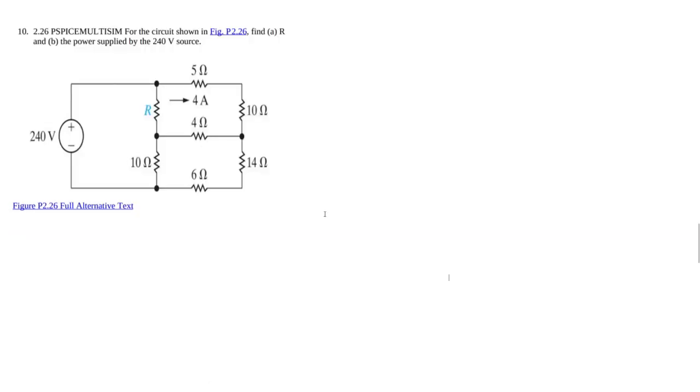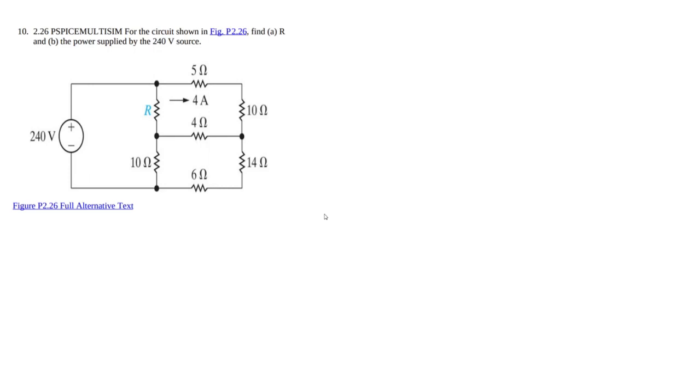Okay, so for problem 2.26, our task is to find the value of this unknown resistor and then the power supplied by the 240 volt source. So basically what we're looking for is this voltage and this current so we can calculate R, and we can do that if we can find the other values in the circuit. So we'll do that in a minute. And then we also want to find out what the current supplied by this power source is, and we can figure out the power supplied.